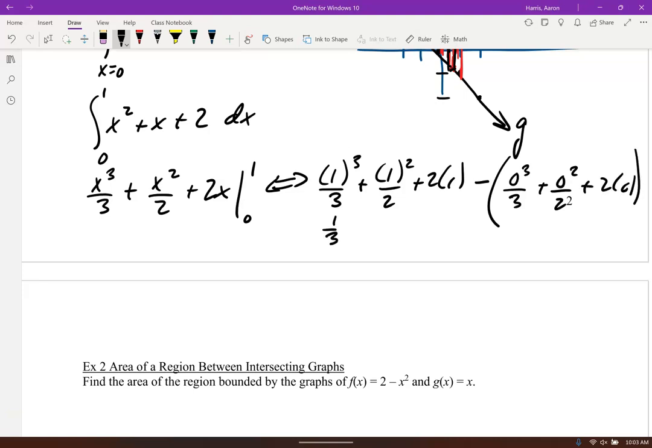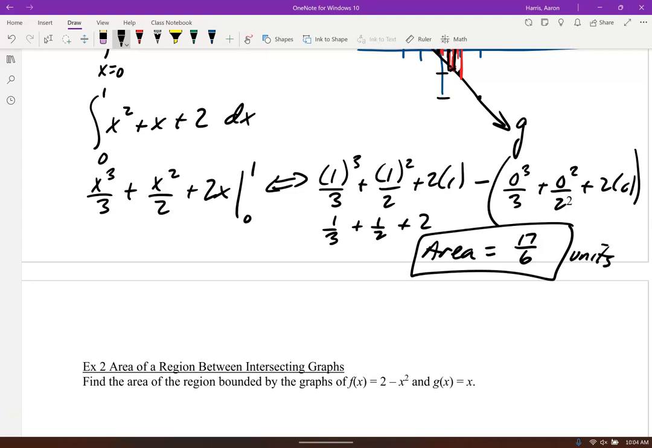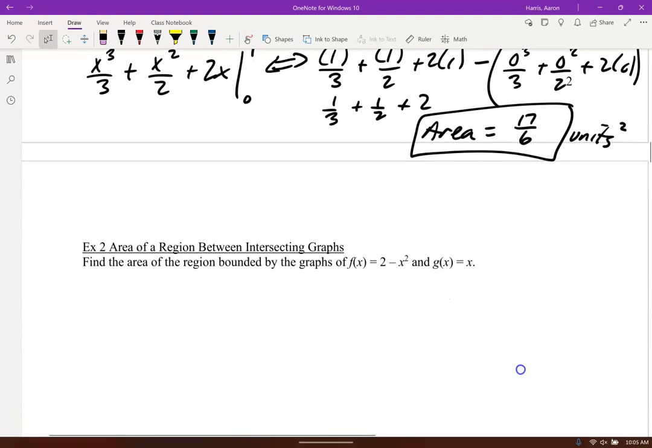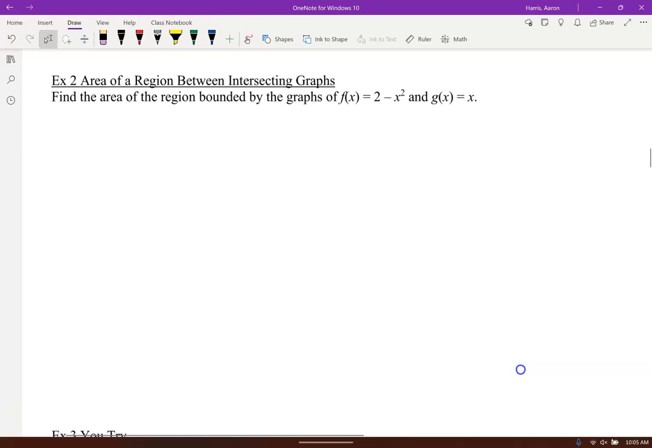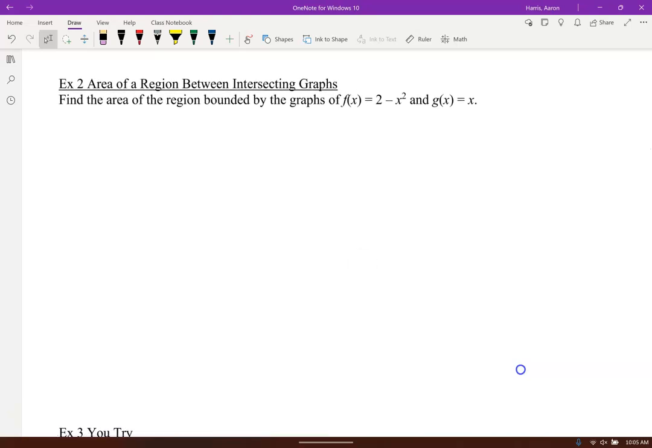So it looks like I've got a third plus a half plus 2. That's 2/6 plus 3/6 plus 12/6. This area ends up being 17/6 units squared, of course, for our area, right? This would be a good you-try-it problem. If you want to pause the video and work through this problem, that'd be great.